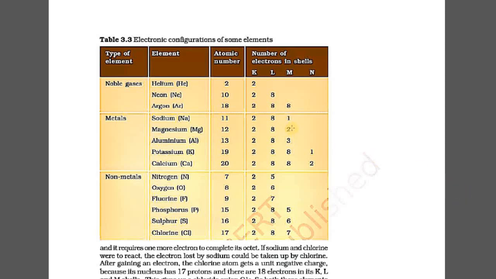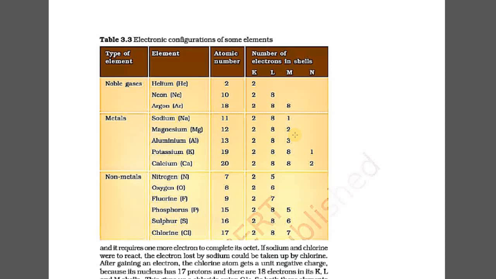Suppose I talk about magnesium. Magnesium has the nearest noble gas, which is neon. So it will try to attain the electronic configuration of neon rather than argon. Therefore it will try to lose these two electrons, and the same goes for sodium as well as aluminium, which have 1 and 3 electrons respectively.